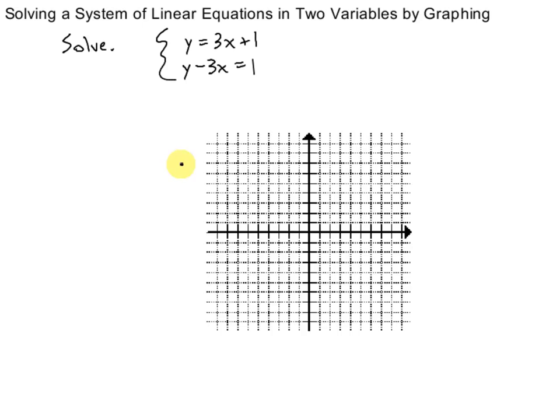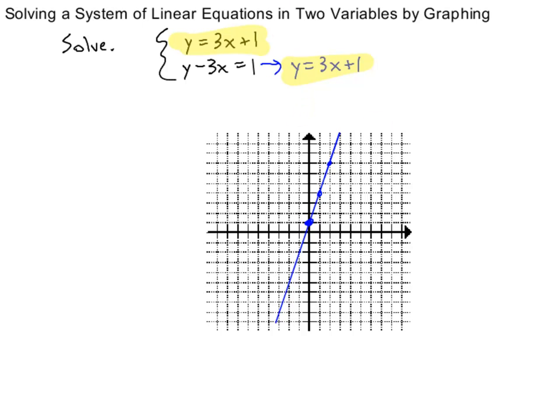Okay? One more system. The first equation is already in slope-intercept form. The second equation, I would add 3x to both sides. And so right away you should notice that these two lines are exactly the same. So if you graph them, y-intercept's 1, rise 3, run 1, rise 3, run 1. And so what you end up with is this picture where it looks like there's one line, but it's actually both lines on top of each other.